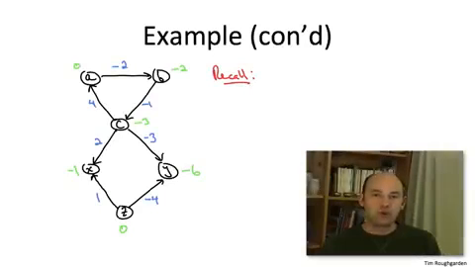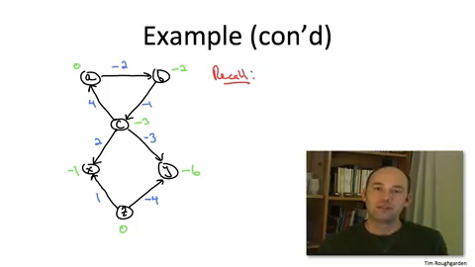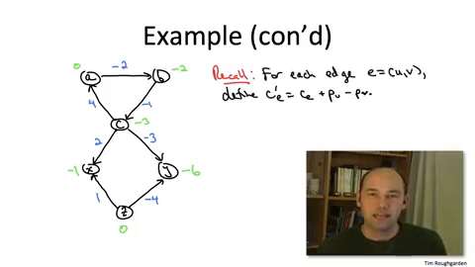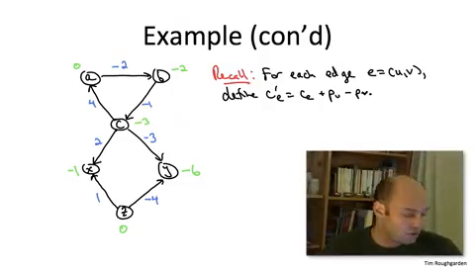So let's recall the formula for the reweighting technique. Given vertex weights like these, you define the new length C'E of an edge E, say from U to V, as its original length CE plus the weight of its tail, P sub U, minus the weight of its head, P sub V. So let's just do this computation for each of the 7 edges.